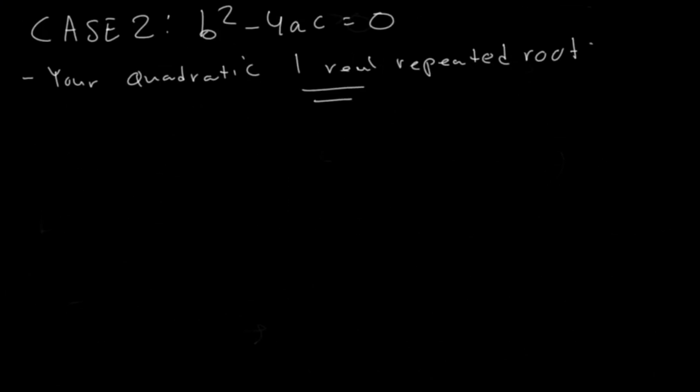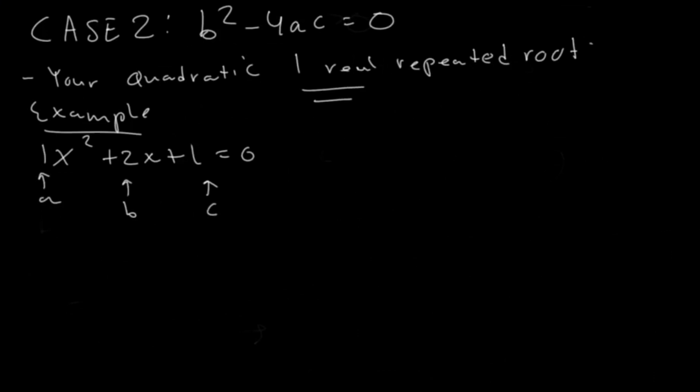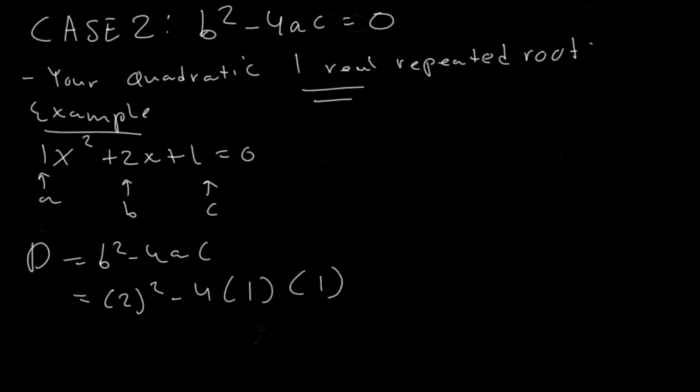Okay, so let's look at an example of this. Let's say I had x squared plus 2x plus 1, and this is equal to 0. Now, remember your a, b, and c. Label that a, b, c. Let's plug into our formula here. Your discriminant is equal to b squared minus 4ac. So 2 squared minus 4 times 1 times 1. So it's just 4 minus 4, which is equal to 0. Therefore, your quadratic function is going to have one real repeated root.